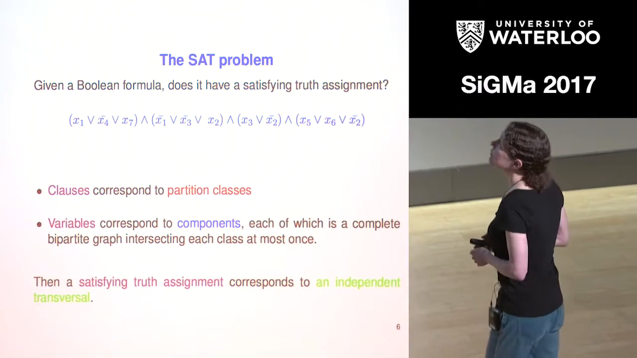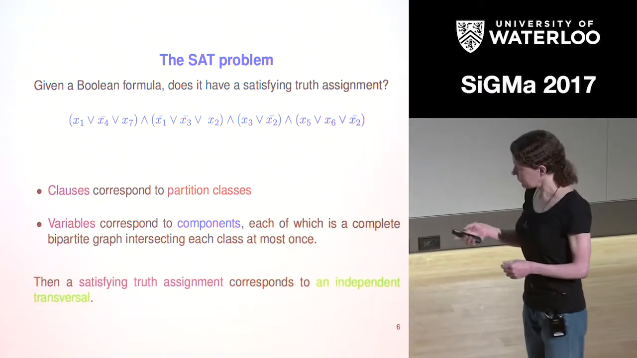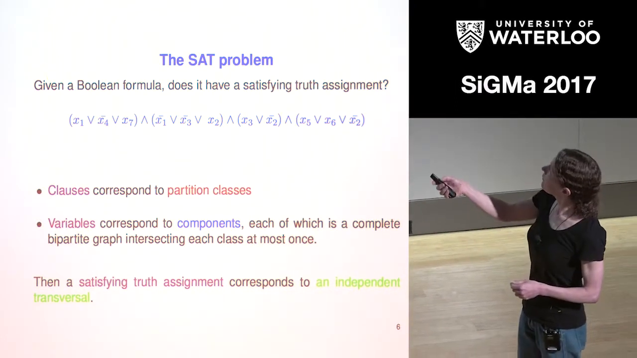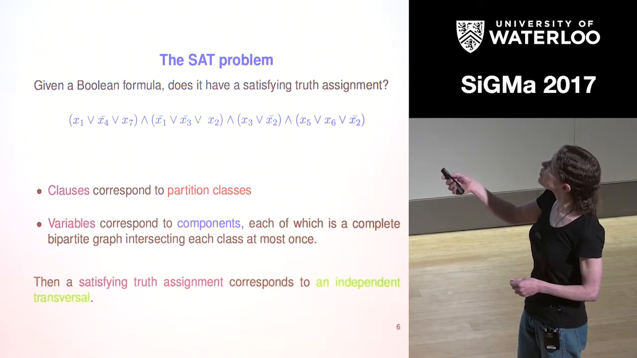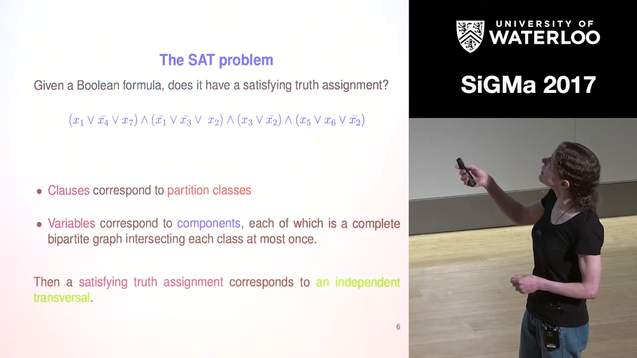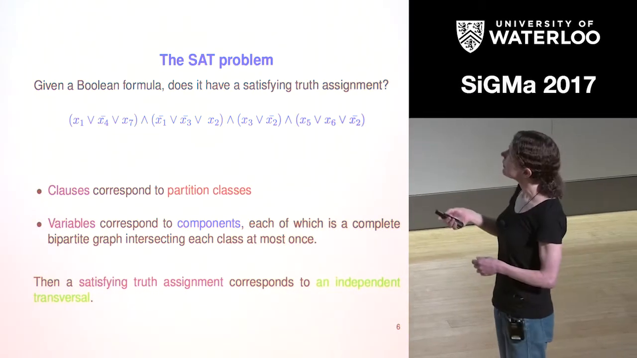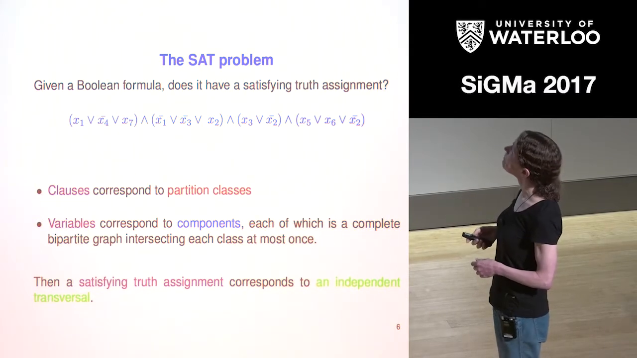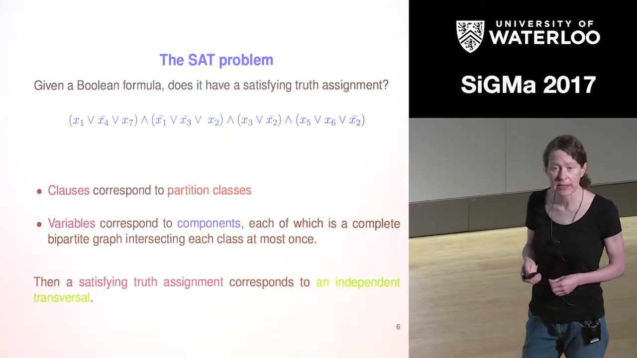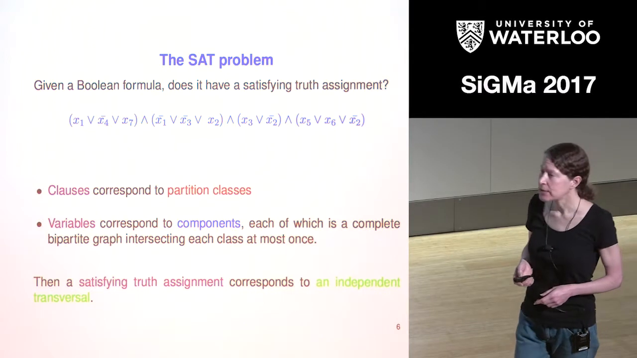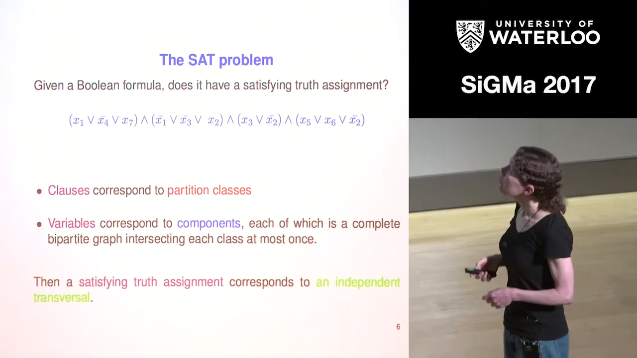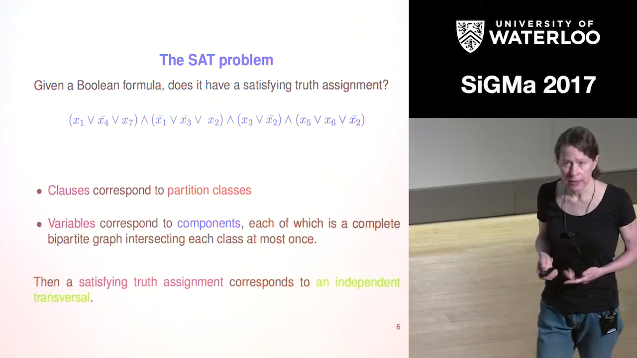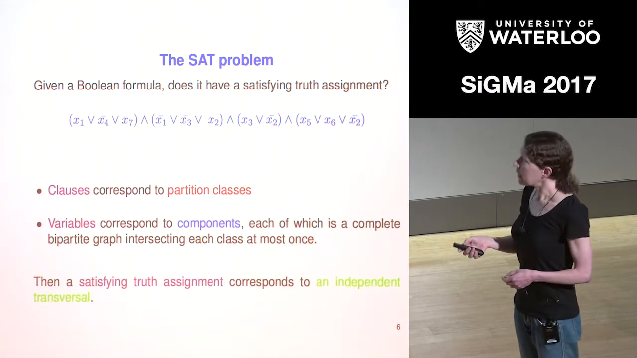So suppose we're given a Boolean formula like this one. Try my laser pointer here. Yeah. So here we have a bunch of clauses. Each one of them contains some variables written as a variable or its negation. And we want to ask, does this have a satisfying truth assignment? It's a basic SAT problem. Well, we can formulate this as an independent transversal problem. And here's how to do it.